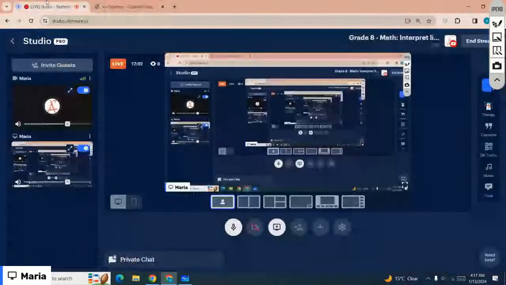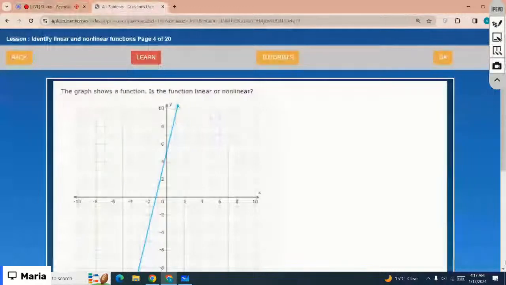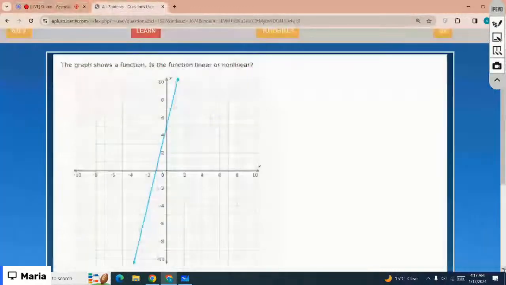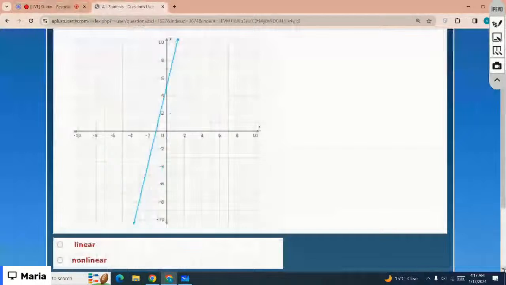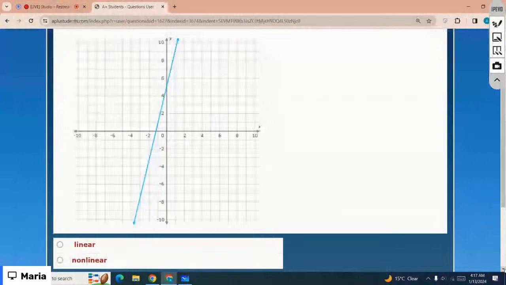Okay, the next one is the graph shows a function. Is the function linear or non-linear? Which is the correct option? Yes, that is a linear function. The graph is a straight line, so that would be a linear function.